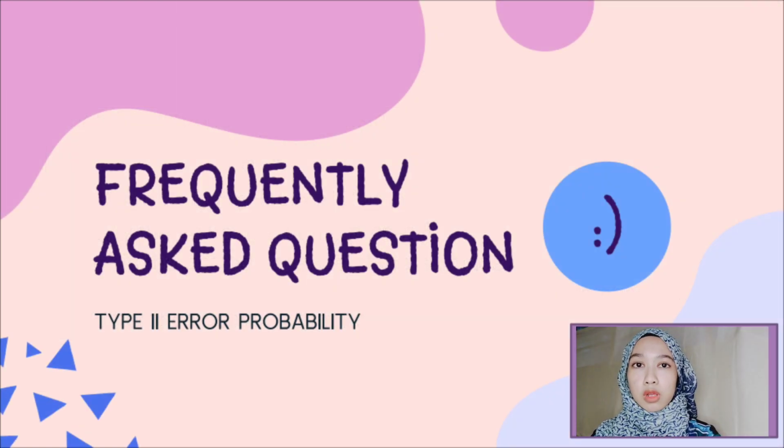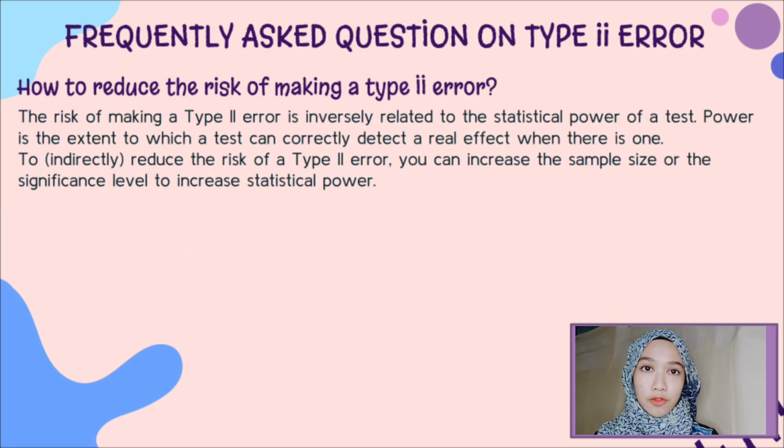Next, we will focus on frequently asked questions about type 2 error. The first one is how to reduce the risk of making a type 2 error. The risk of making a type 2 error is inversely related to the statistical power of a test. Power is the extent to which a test can correctly detect a real effect when there is one. To indirectly reduce the risk of a type 2 error, you can increase the sample size or the significance level to increase statistical power.